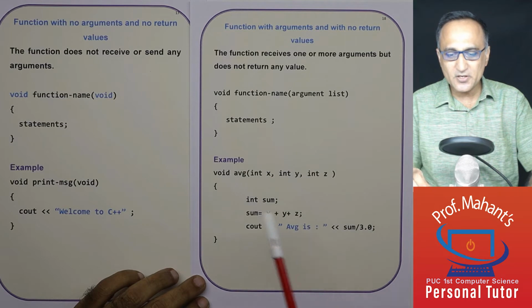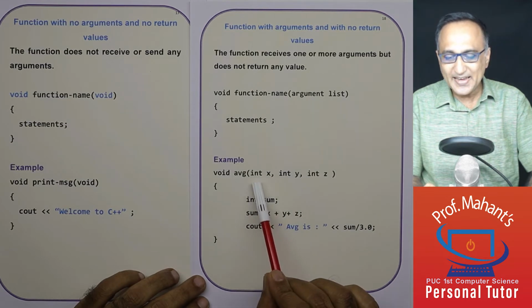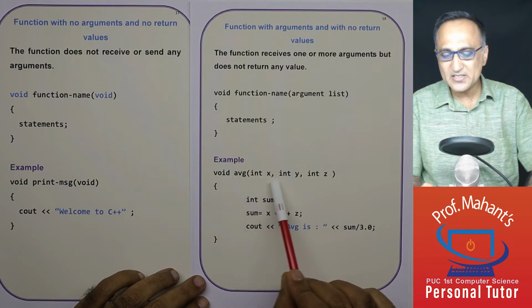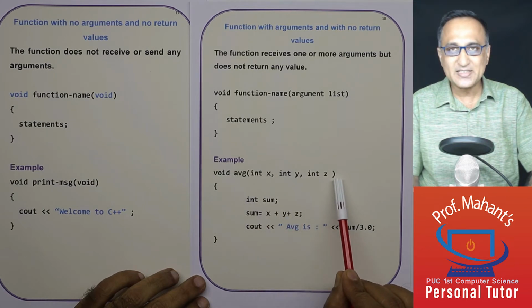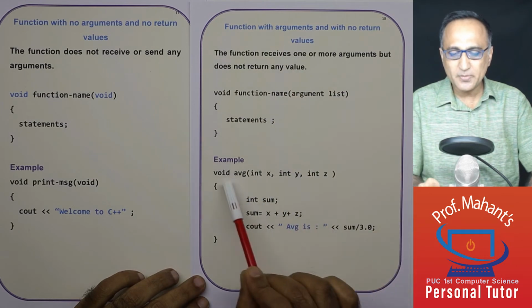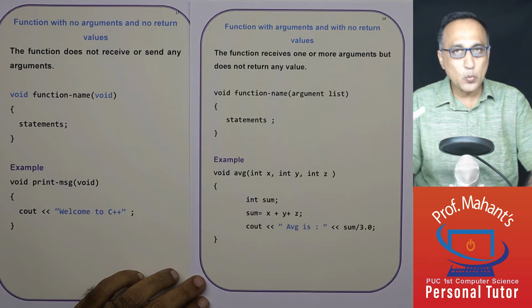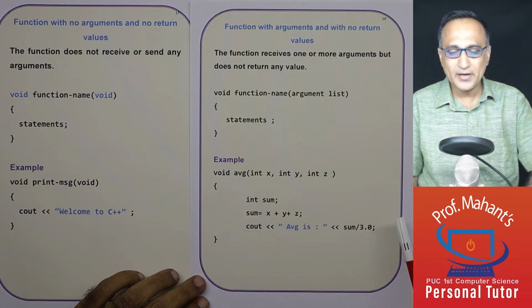So what is this function? It is not returning any value, so I have written void. It has some arguments, so its argument list is declared. So this is a function with arguments but no return value. The function may receive one or more arguments, at least one, but does not return any value.